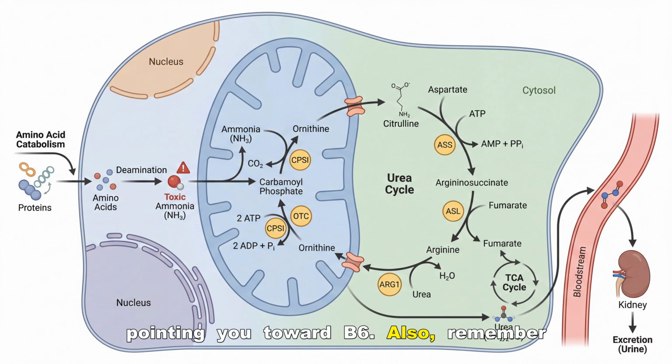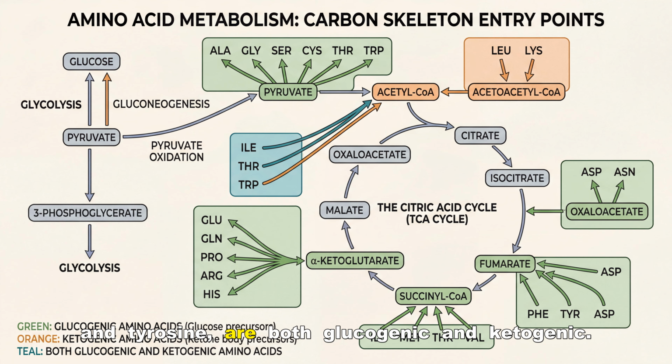Ketogenic amino acids, on the other hand, are converted into acetyl-CoA or acetoacetate, which can be used to form ketone bodies but cannot be used to produce net glucose. A key MCAT fact is that leucine and lysine are purely ketogenic, and a common mnemonic is "leucine and lysine are purely ketogenic." Some amino acids, like isoleucine, phenylalanine, and tyrosine, are both glucogenic and ketogenic.